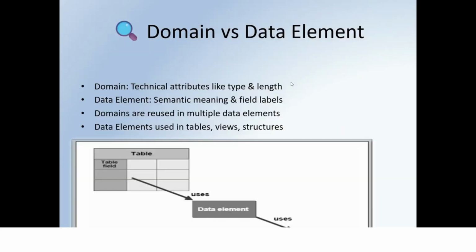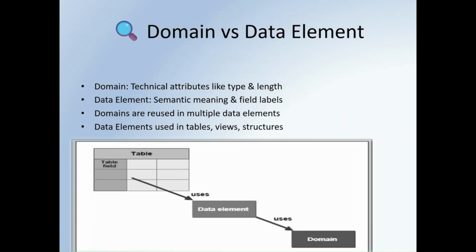Now coming to the slides, difference between data element and domain. So I hope you are clear now. Domain provides technical attributes like type and length. Data element provides a semantic attribute for a table field. Domains can be reused in multiple data elements; you will not get any error. And the same data element can be used in multiple tables, views, and structures, without any kind of error. So again, domains can be reused in multiple data elements, and data elements can be used in multiple tables, views and structures.